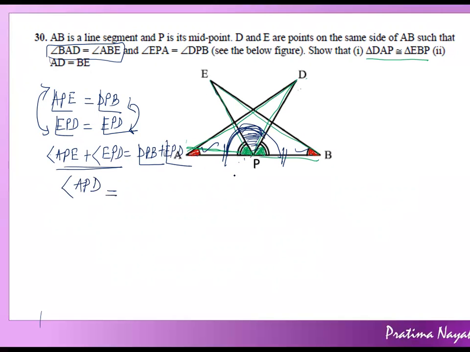Now come to this side, BPD and DPA, this gives me this angle, which will be EPB. After getting this, now I'll show these two triangles.